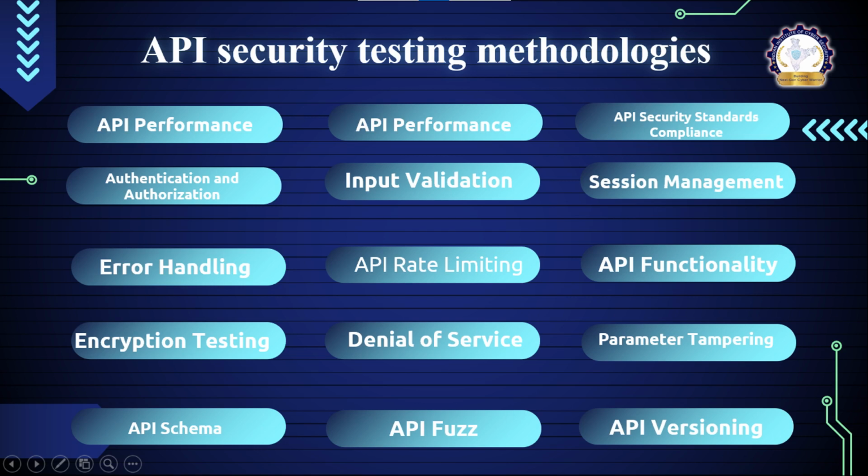The next one is API fuzz testing. This methodology involves testing the API for unexpected behavior when it receives invalid or malformed data. It aims to ensure that the API can handle unexpected data gracefully without crashing or exposing sensitive information.